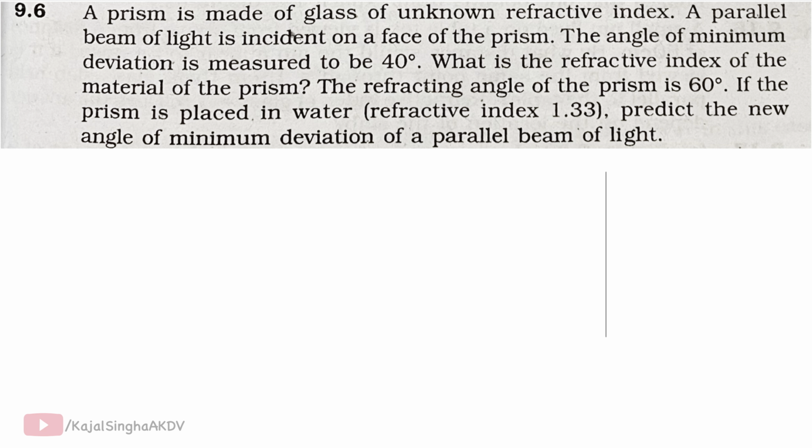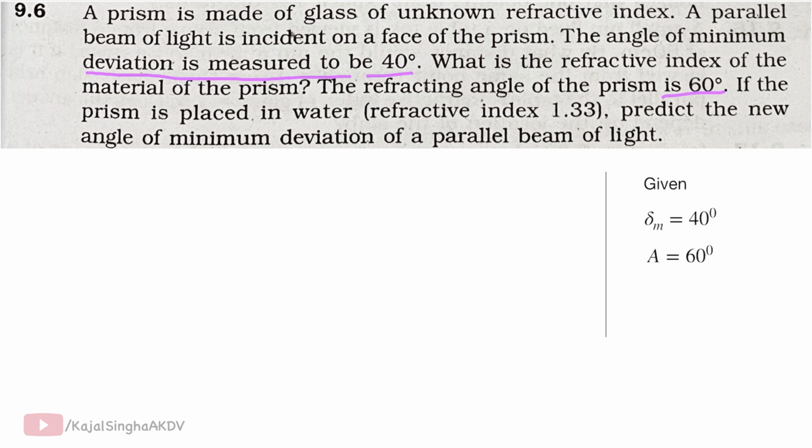A prism is made of glass of unknown refractive index. A parallel beam of light is incident on a face of the prism. The angle of minimum deviation is measured to be 40 degree. What is the refractive index of the material of the prism? The refracting angle of the prism is 60 degree.